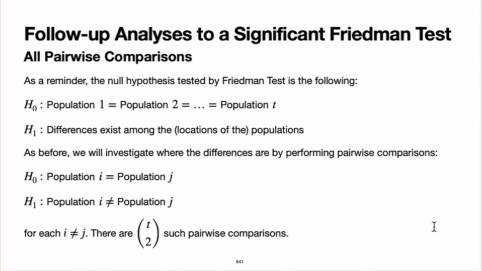So as a reminder, the null hypothesis tested by the Friedman test is the following. We're testing the null hypothesis that all T populations, or equivalently all T treatments, are the same, against the alternative that differences exist among the populations, and in particular with respect to location. As before, we will investigate where the differences are by performing pairwise comparisons. A null hypothesis for such a comparison would be that population I is equal to population J against the alternative that population I is not equal to population J. Now there are T choose 2 such pairwise comparisons.